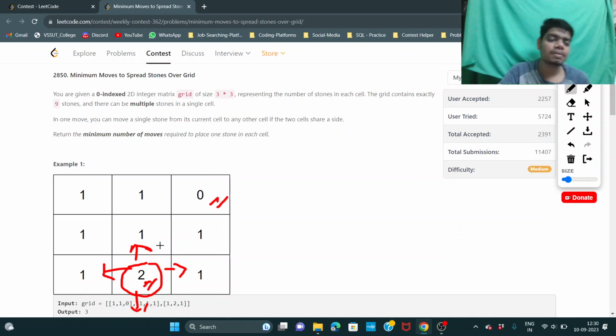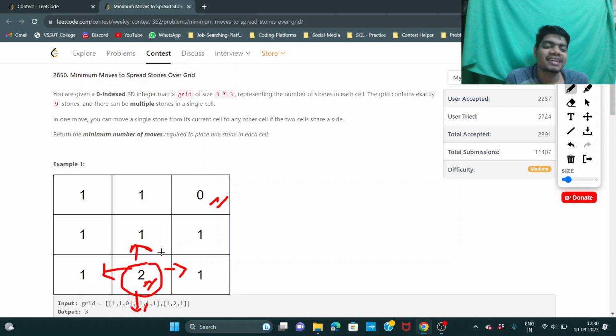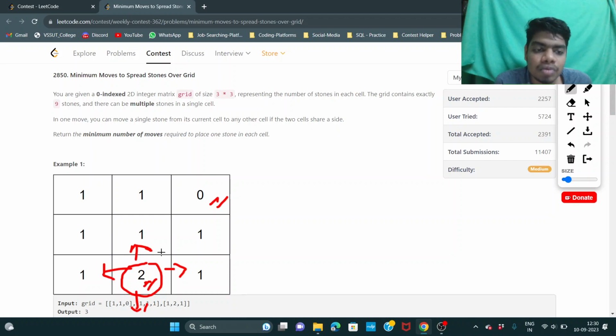And you have to tell what is the minimum number of moves so that all the cells contain one stone. I mean, each cell has exactly one stone, same thing. So what is the minimum number of moves required to do this? This was the problem statement basically.